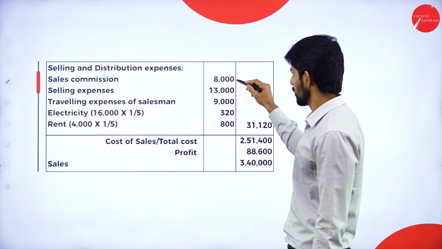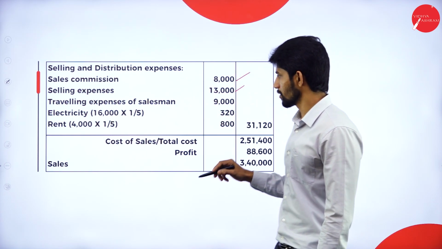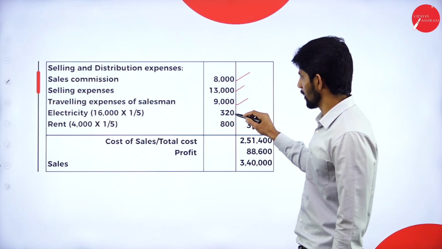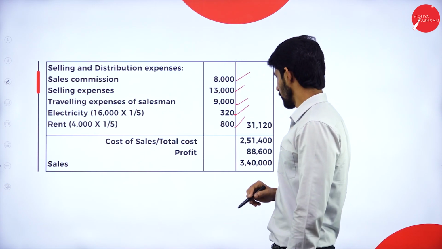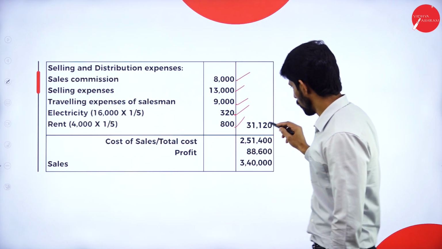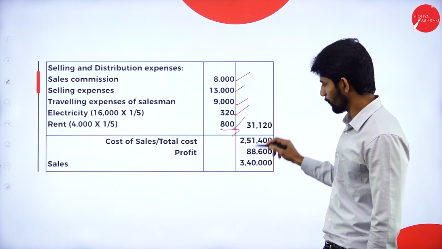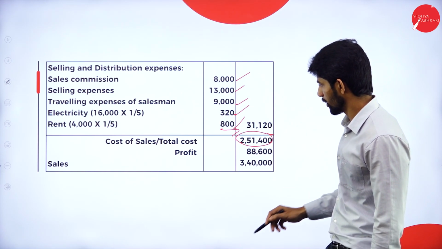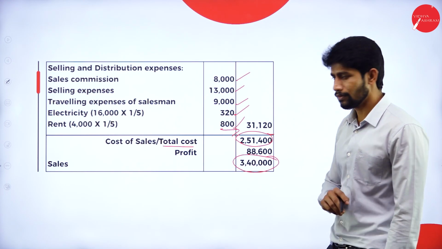So sales commission 8,000, selling expenses 13,000, traveling expenses of salesman 9,000, electricity, that is 1 by 5, you will get 320, and 4,000 rent, 1 by 5, you will get 800, total of 31,120. So add that value with 2,20,200, you will get 2,51,400. That is called total cost, and sales is given 3,40,000.